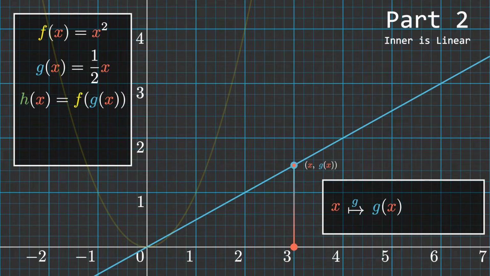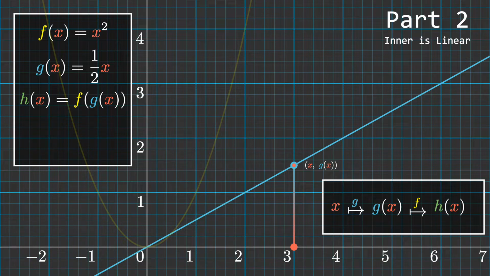Let's break it down. For us to get the value of h of x, for an input x, we need to first map x to g of x, that is, to find the corresponding y value on the graph g of a given input x. The next step is to map that y value of g to f of y. And how do we do that?